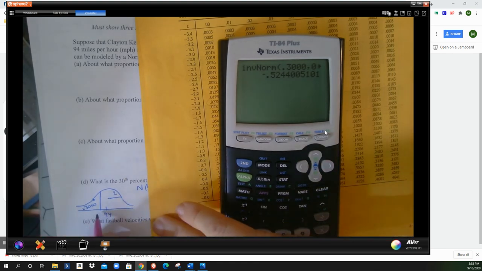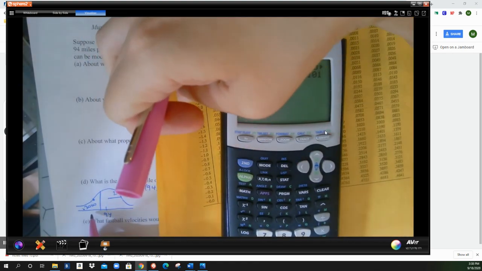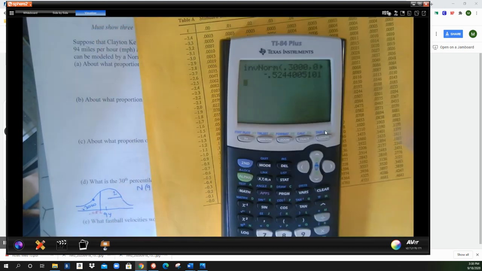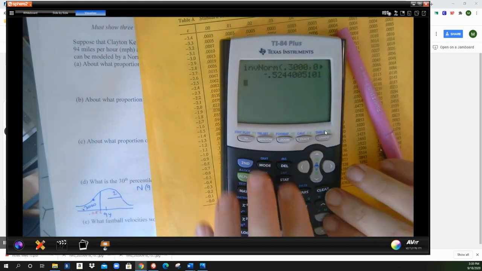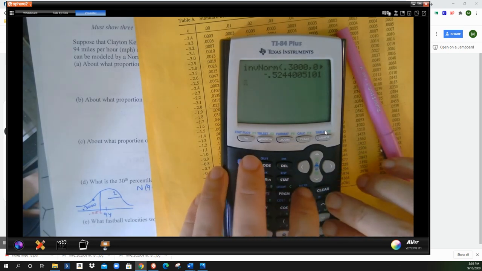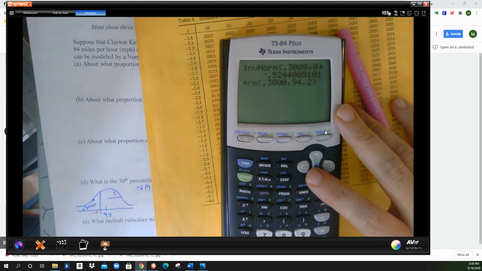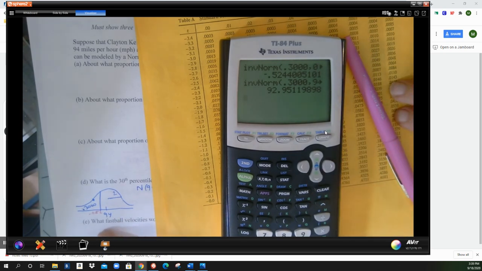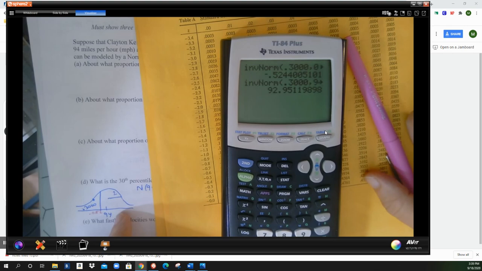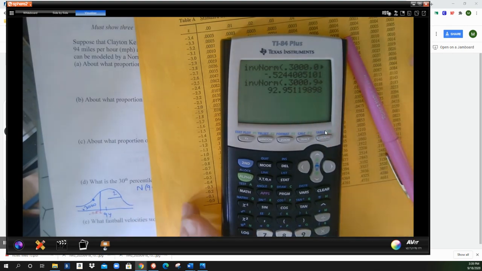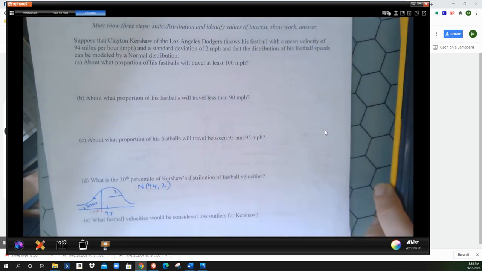So this has told me that the z-score of this 30th percentile is a negative 0.52. Now, there's a way to get more of that. If I go to distribution again, if I go to inverse normal, I can ask it to find the area 30% for a graph that has a mean of 94 and a standard deviation of 2. And in that case, it'll tell me the actual speed of the fastball. So it's saying, hey, that's a 92.95. That seems like a reasonable number given where I'm at, right? But heads up, guys, it doesn't give you the z-score if you do this guy. So the z-score is pretty much always necessary. So be very careful with the work you leave behind.